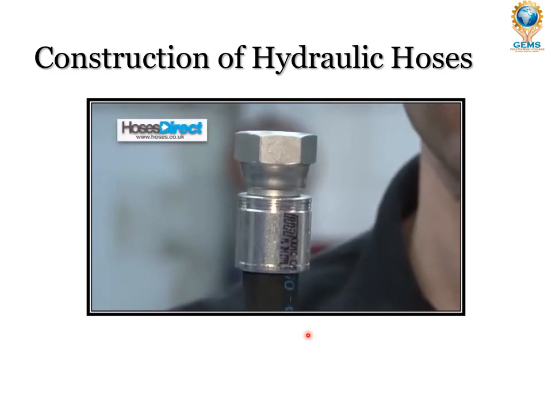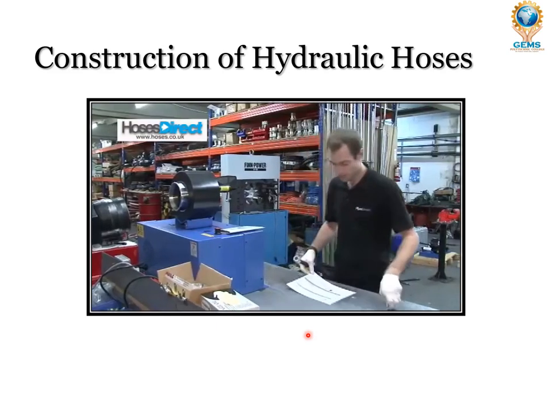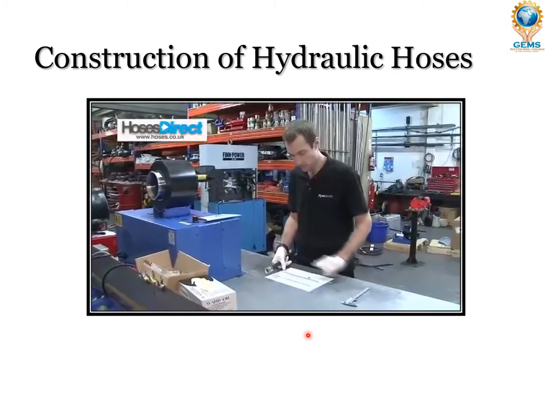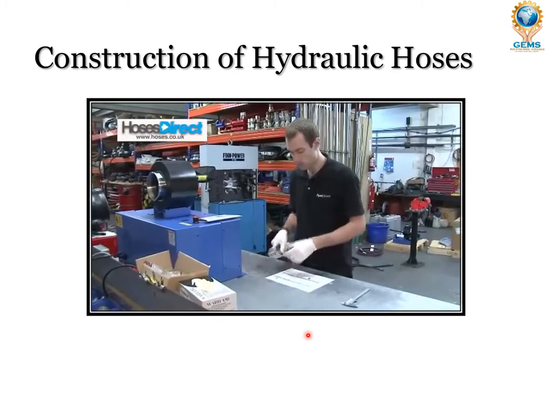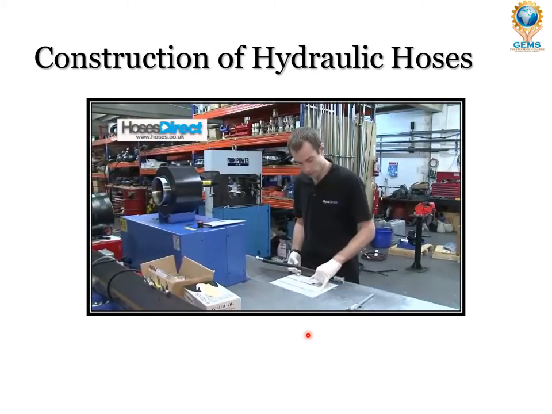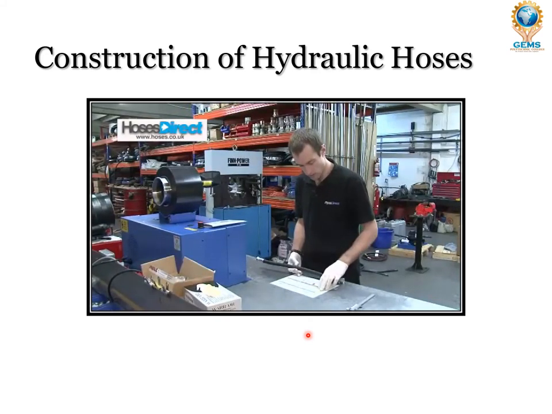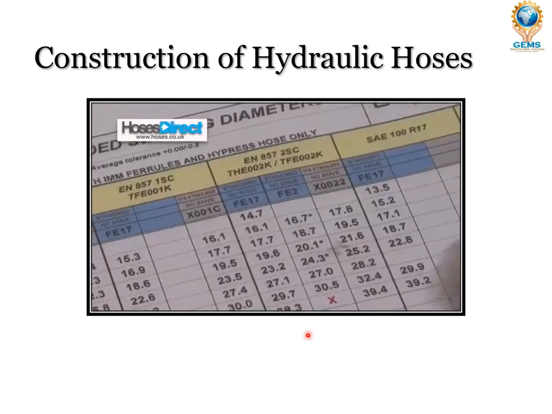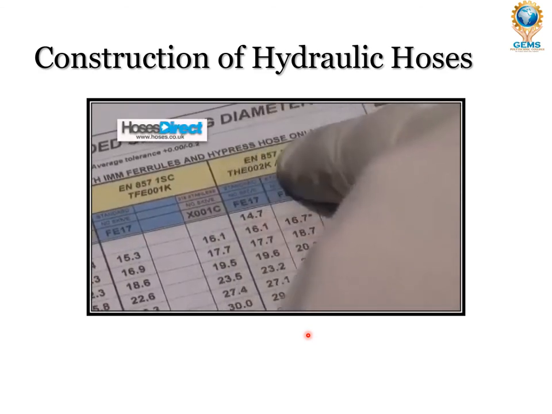Now I need to find the crimp setting for the hose. So using my crimp chart, I'm going to find the appropriate hose, which is a two-wire compact hose, and then find the correct fitting ferrule for the hose. So I've got a 2SC hose, which is a two-wire compact. So that's this hose here.